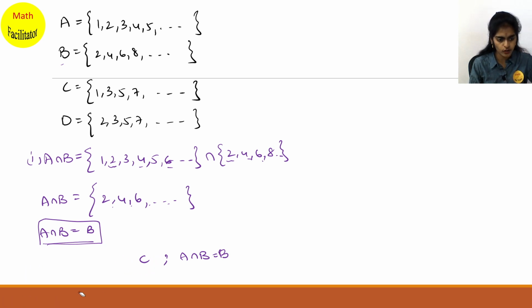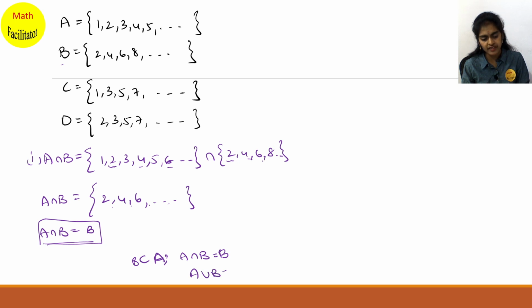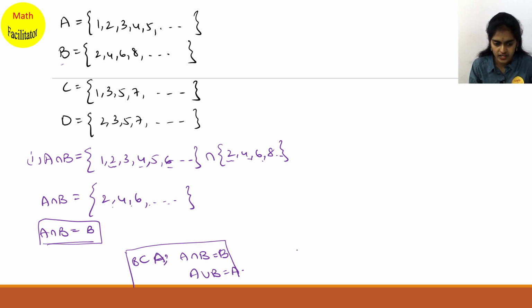When B is a subset of A, that means B is a part of A, then A intersection B will be B, and A union B will be A. So we have discussed this. Do refer to the earlier video also. So now see, B is a part of A, so this is set B, this is set A. A intersection B, what are the common elements? A intersection B is nothing but the common elements. So common elements are B. A union B will be the complete set A. So that is what I have written here.